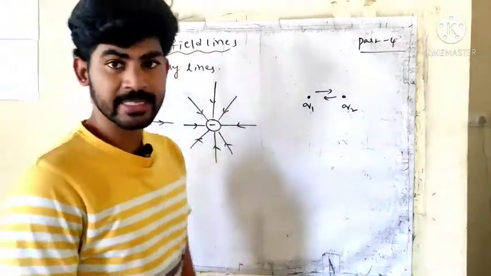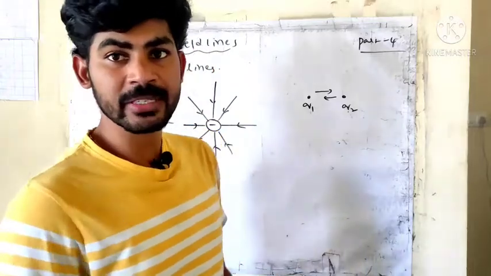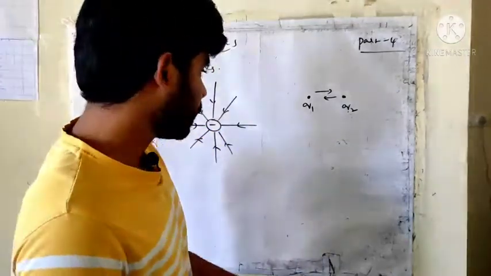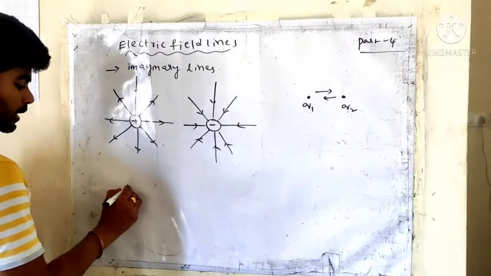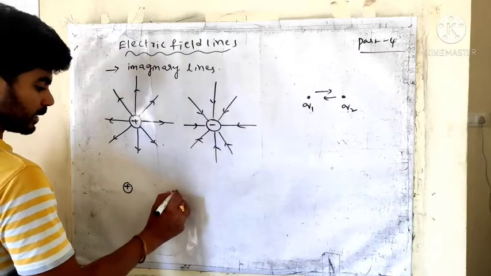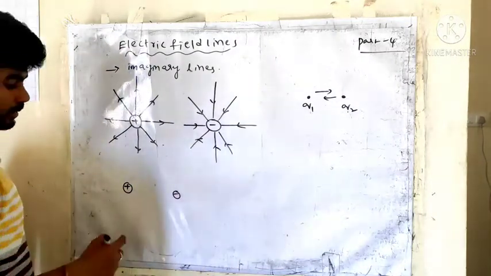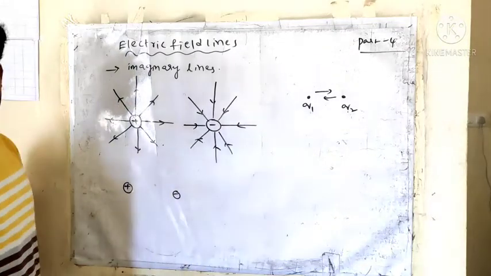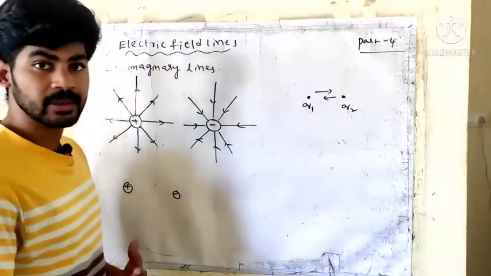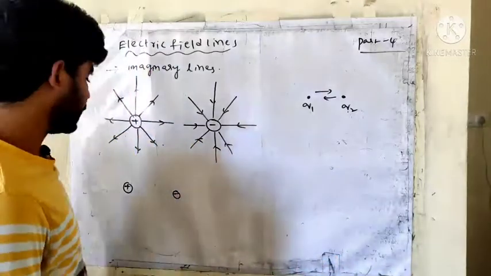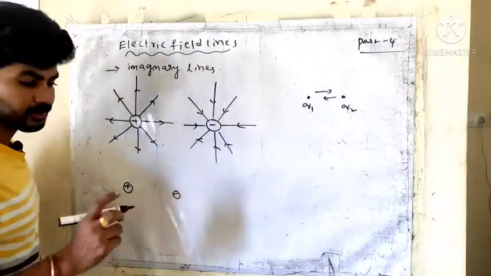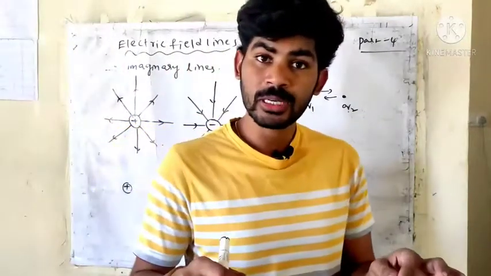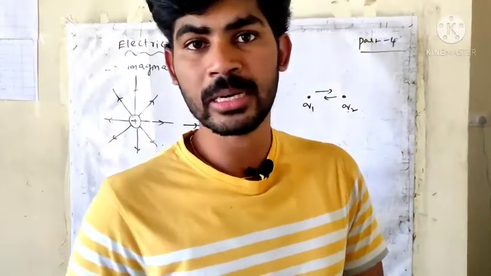Many times in CBSE exams they ask tricky questions. One positive charge and one negative charge are there, very near, both separated by a distance r. In that case how can we draw the field lines? Field lines always pass from the positive charge, ending at the negative charge.